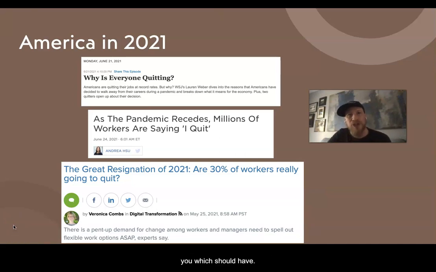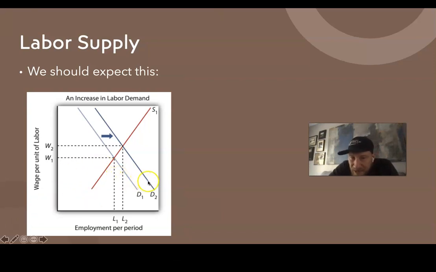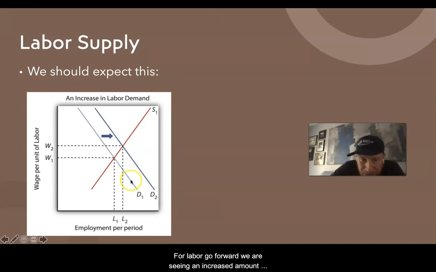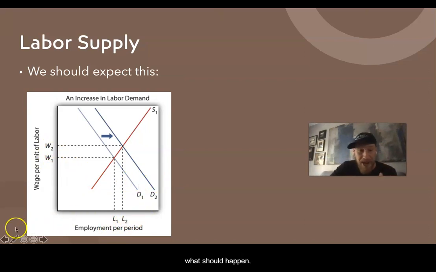Well, let me show you what should happen. This is a graph specifically from your book, right? And what we are seeing here is exactly this. We are seeing demand for labor go forward, an increased amount of demand. It goes from D1 to D2. And so technically, what should happen is we should see wages go up so that more workers will be drawn into that demand. So as wages go up, labor goes up because demand goes up, right? That is what should happen.